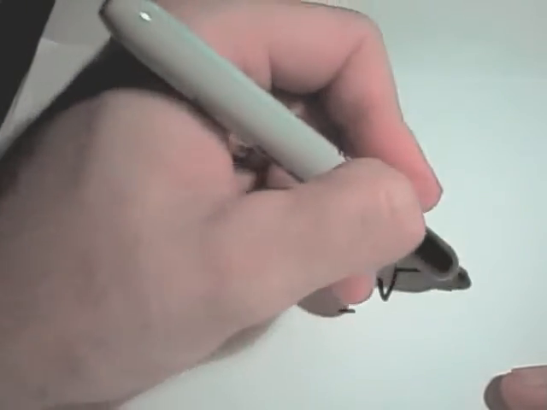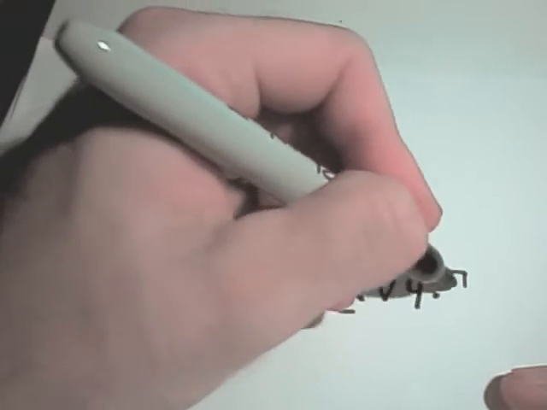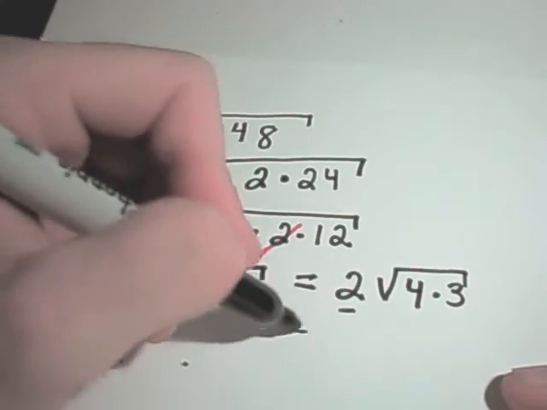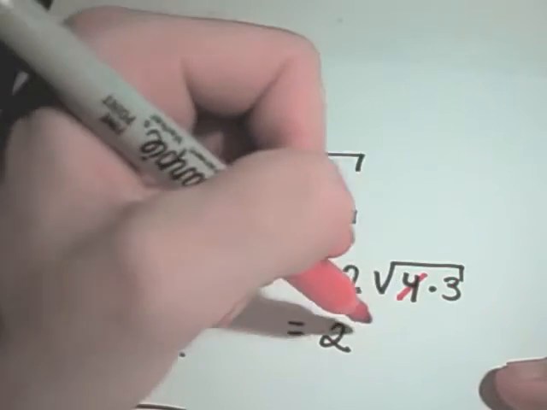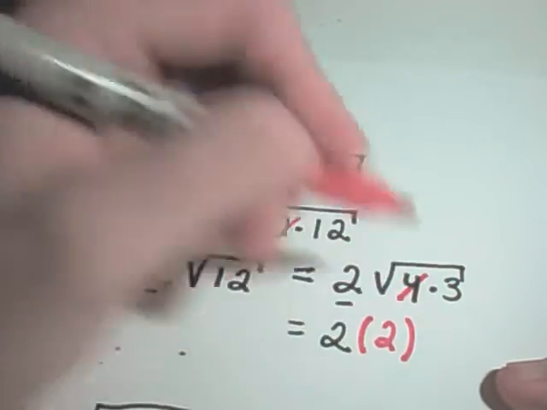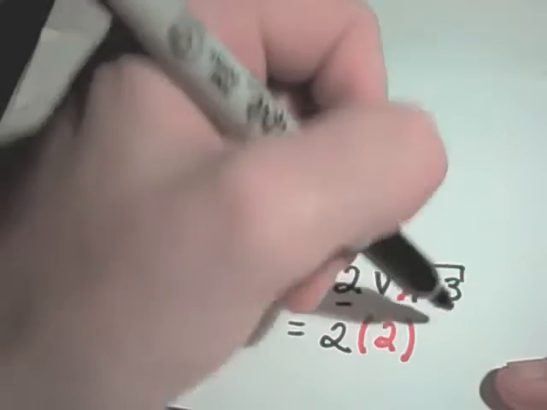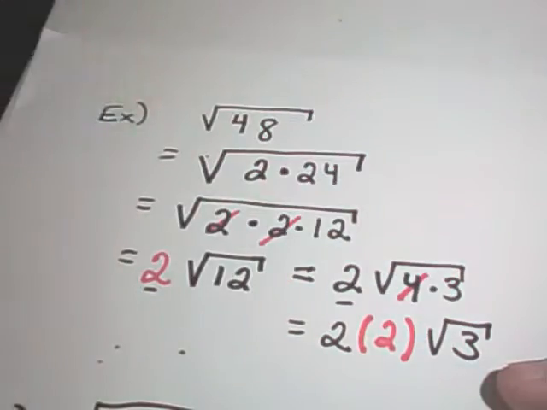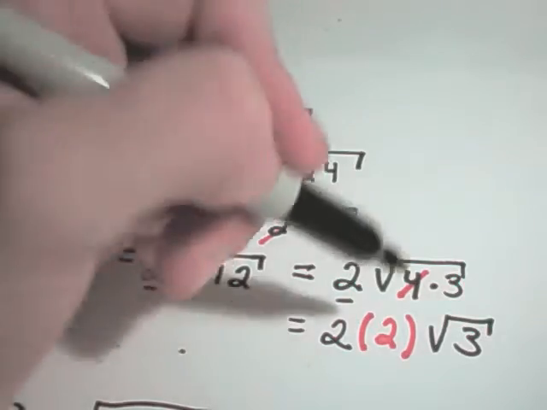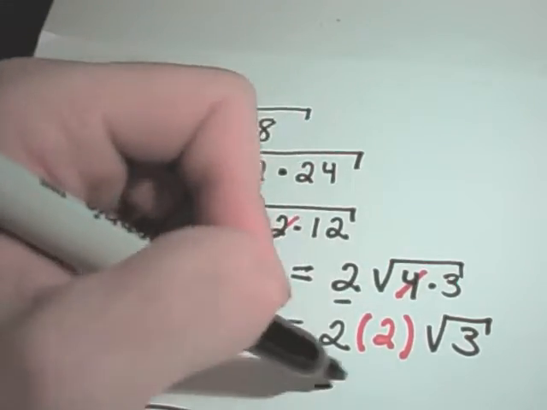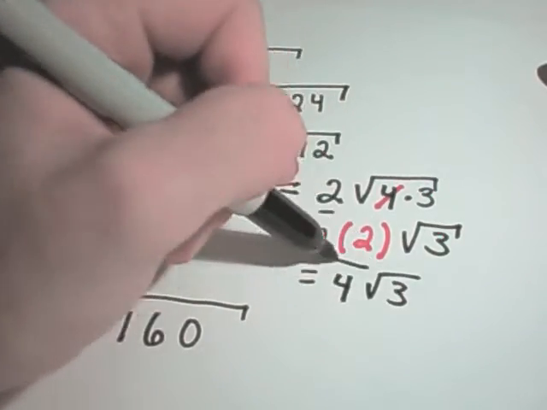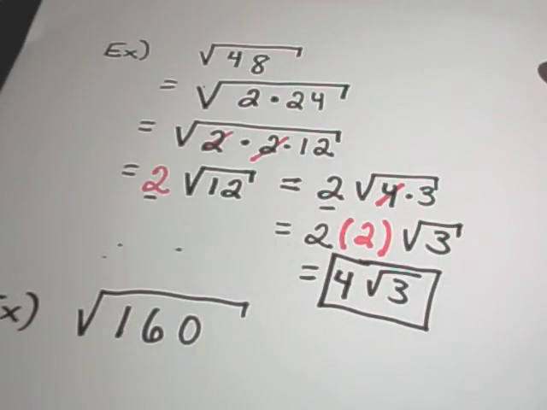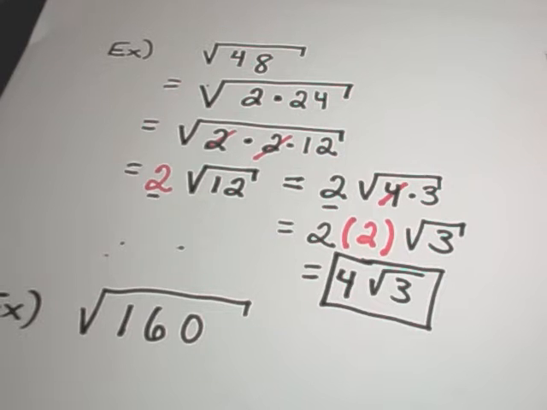Well, I can break square root of 12 down as 4 times 3. So here's my original 2, but now I'm going to get rid of this 4 because I know the square root of 4 is just 2, and then I'm left with a square root of 3 underneath the radical. Okay, well, I can multiply out front. 2 times 2 is 4, and then I have my square root of 3 left hanging out, and you can't really break 3 down any further, so that would be your answer. 4 times the square root of 3.